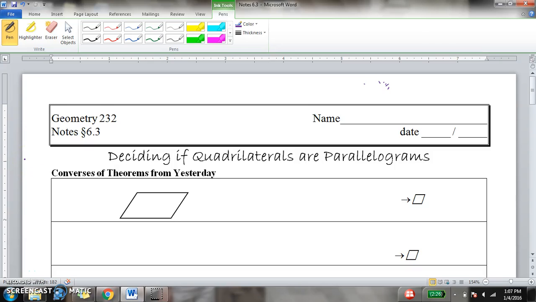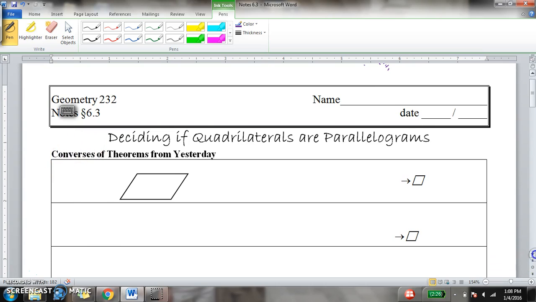This is Geometry, section 6.3, deciding if quadrilaterals are parallelograms. So there's really no new material in this section. It's really just building on what we did in the last section. We're really just stating the converses of everything we stated in the last section.